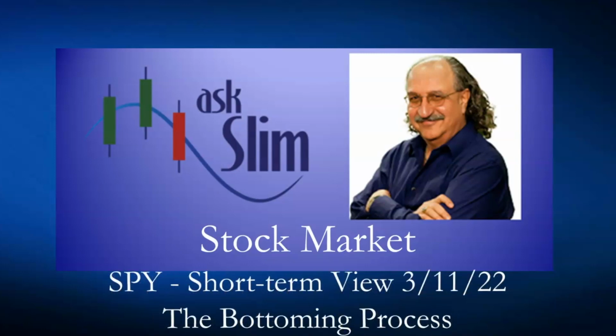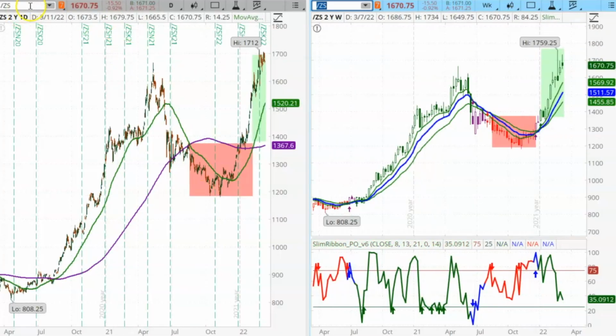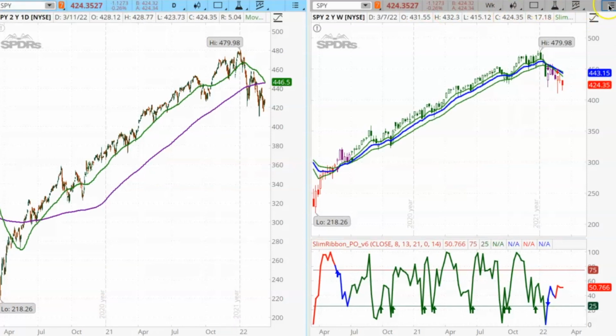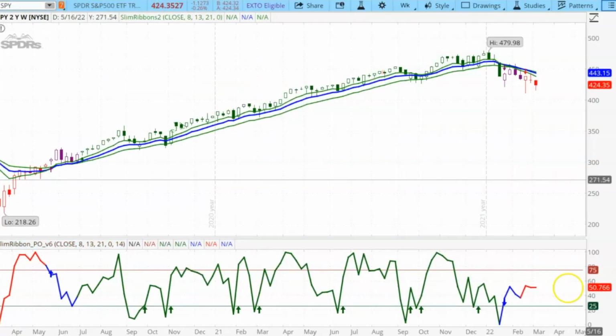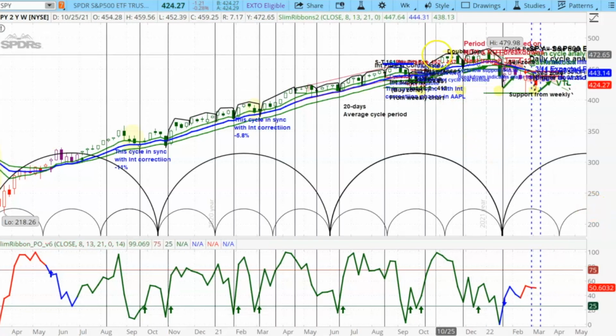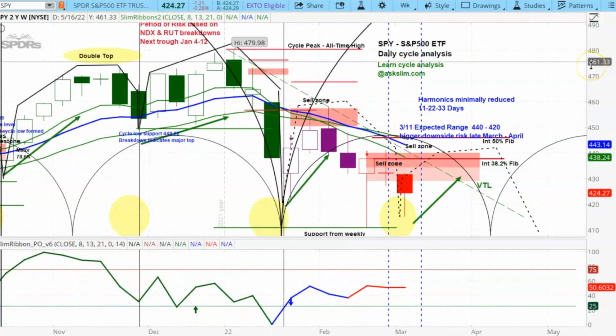Okay, now that you've seen that, let's go back to the SPY and look at the short-term view for the next few weeks and what I consider to be a bottoming process in the market. So let's switch over here. I have soybeans up from that previous illustration, and we're going to go to the SPY, and I'm going to blow this up and switch this over to that last bit of analysis that we did right over here.